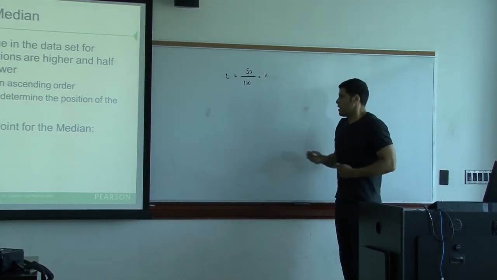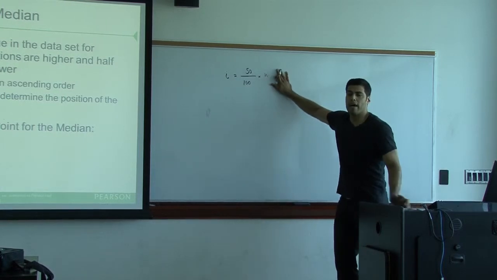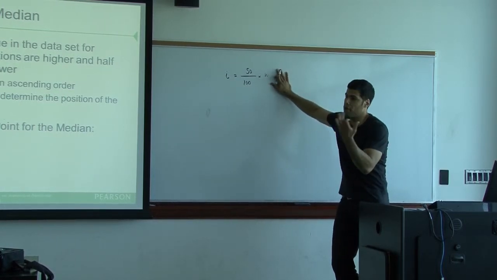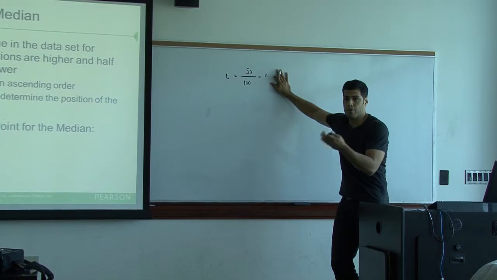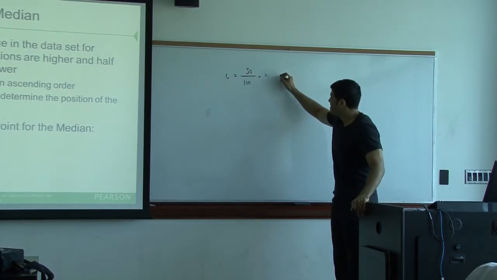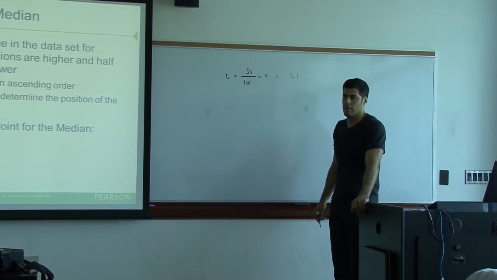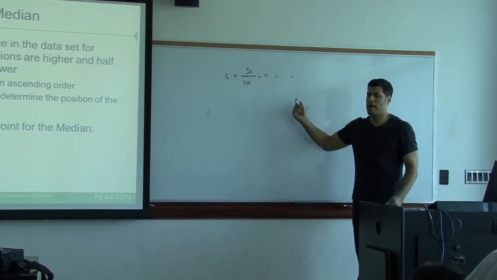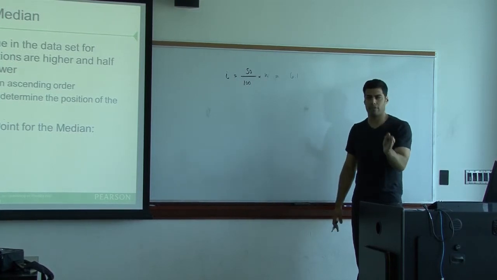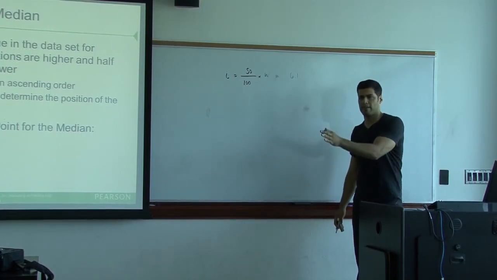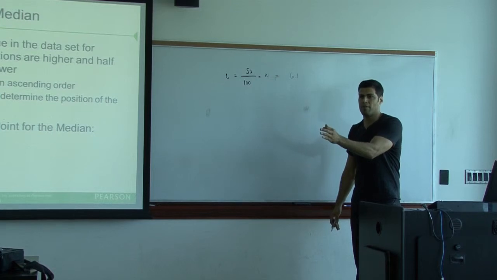This number could be a whole number or not. Do you agree? You could get a whole number or not. So let's say that from here you get 6.1. What do you do with this number? How can you go to your data set and start counting? 1, 2, 3, 4, 5, 6. That's not 6.1, right? It's 6. So what do you do with this number?